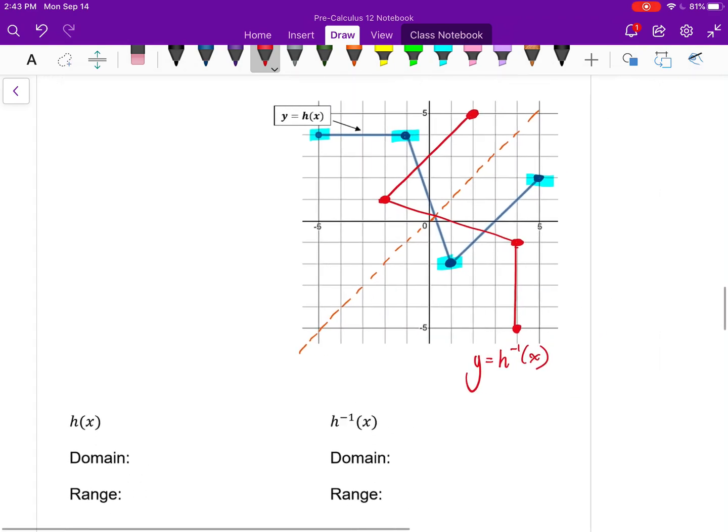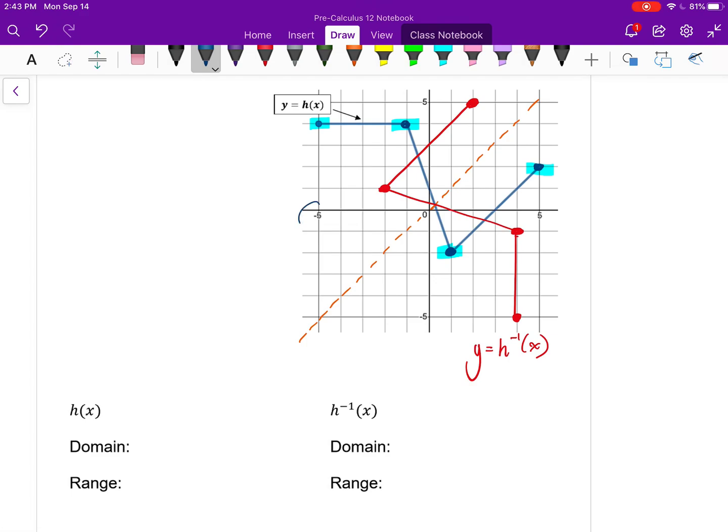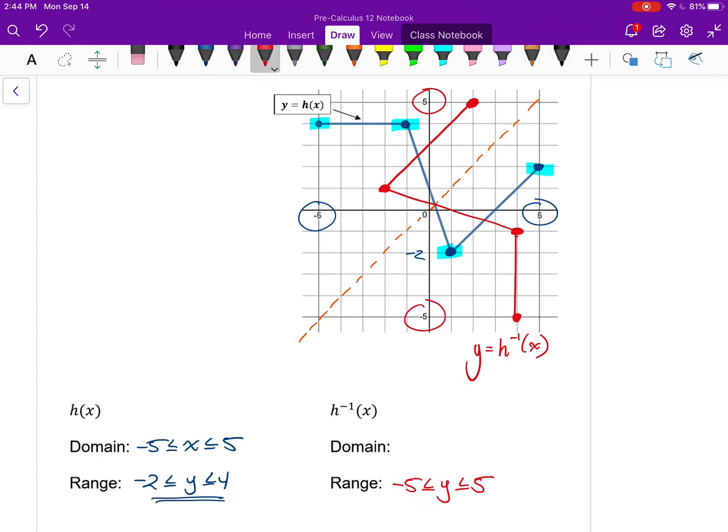And so domain and range. Notice again, I'll see how these connect to one another. For h of x, the domain is from -5 up to +5. And notice that's the range of my inverse, from -5 to +5. And because once you know one, you know the other. So range of my function h is from -2 to 4. And notice I don't even have to look. I'll just copy -2 to 4, and now I'll confirm that the domain of the inverse really is from -2 all the way up to 4. And it is.